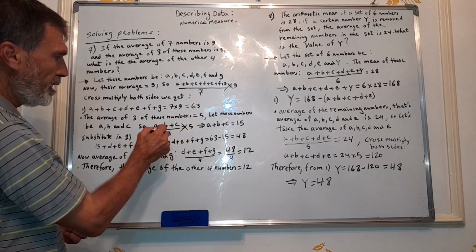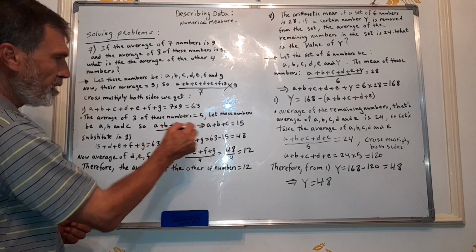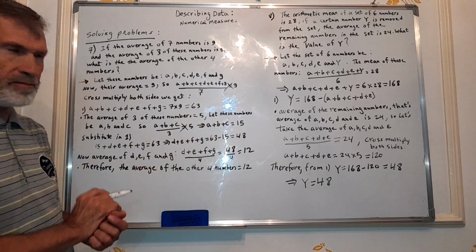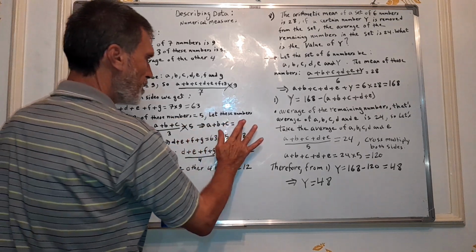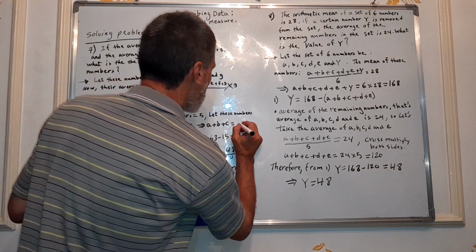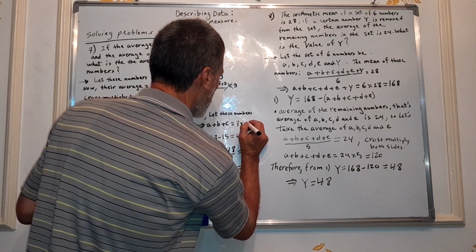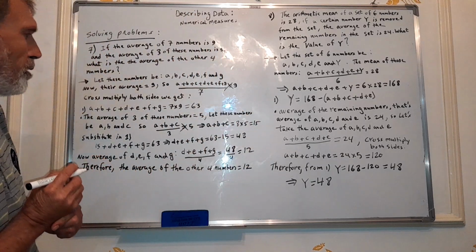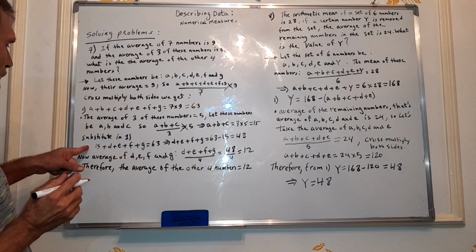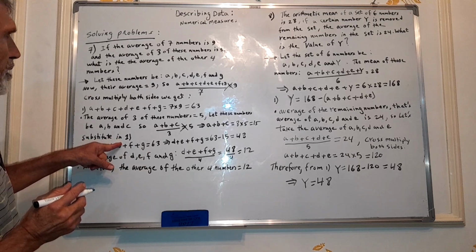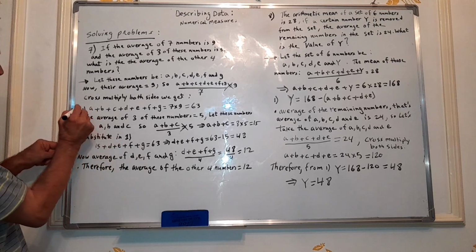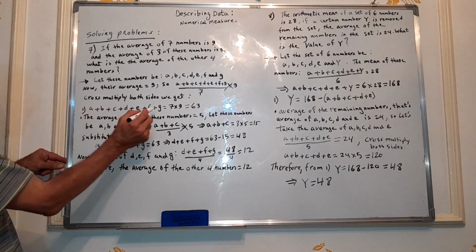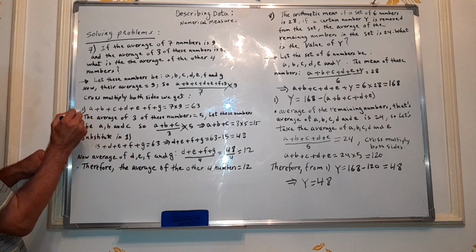And I get A plus B plus C is equal to 3 times 5, which is 15. Great. Now what I do, I just take in 1. This is equation 1 here. Okay? Substitute in 1. This is equation 1 over here.